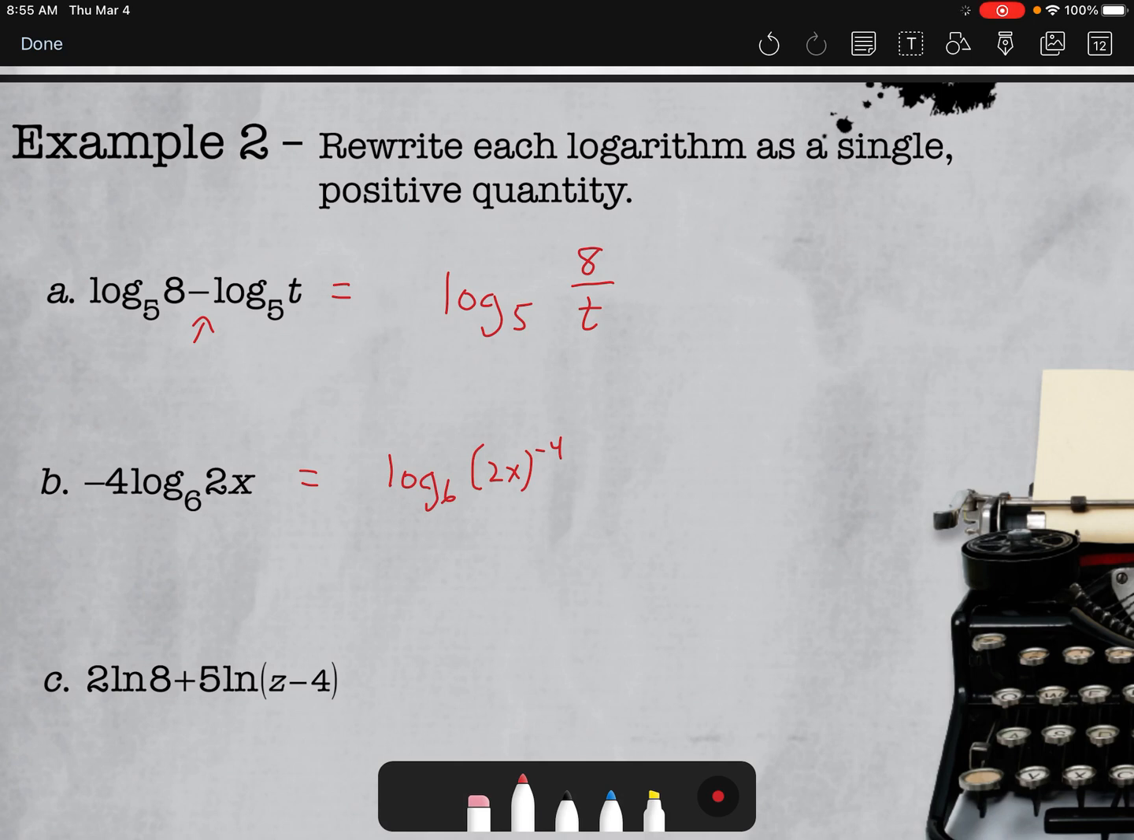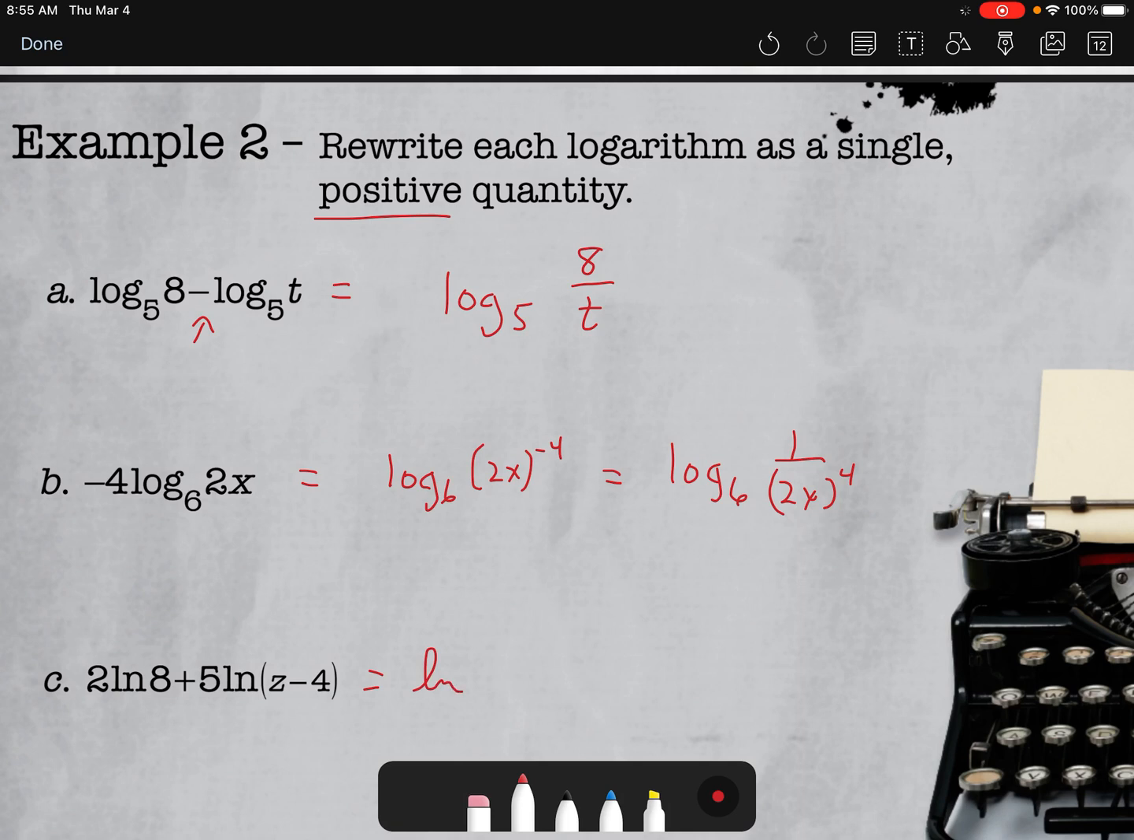And that's it. Oh, positive quantity. Yikes. So we need to move that into the denominator. There we go. So that would be log base 6 of 1 over 2x to the fourth. Because we got to make that exponent positive.